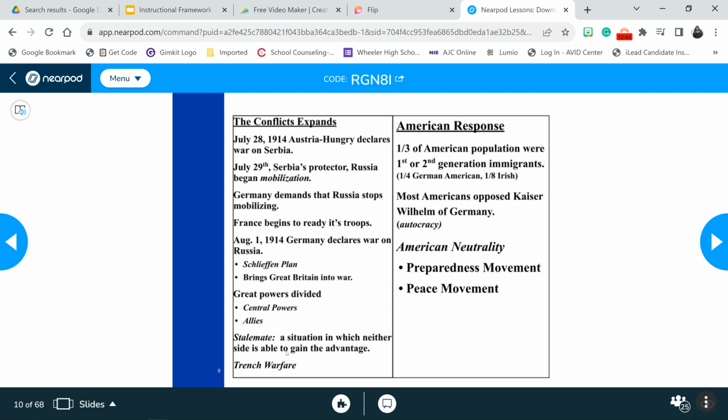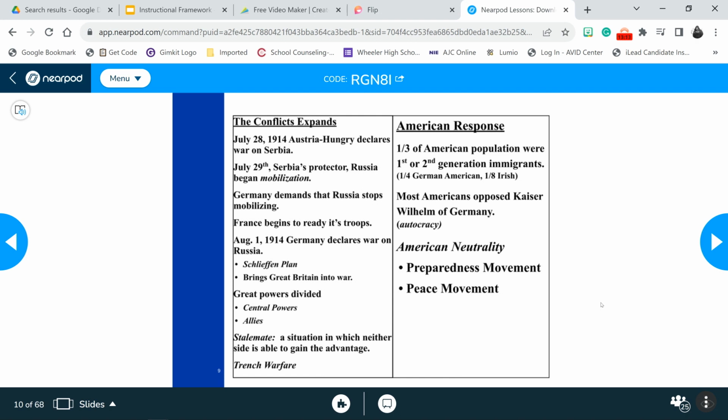Germany declared war on Russia on August 1st, 1914. Going backwards, July 29th is when Russia, Serbia's protector, began to mobilize, and then on July 28th, 1914, Austria-Hungary declared war on Serbia. So everybody's declaring war on everybody else. But as far as America, only a third of the population were immigrants at this time. This right here, you write down as you need. This is all war history stuff. I'm going to assume y'all know some of this, okay?